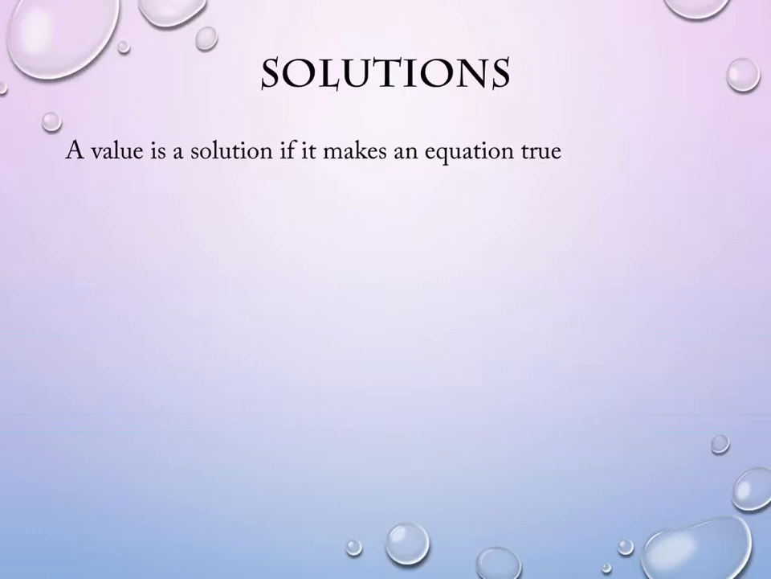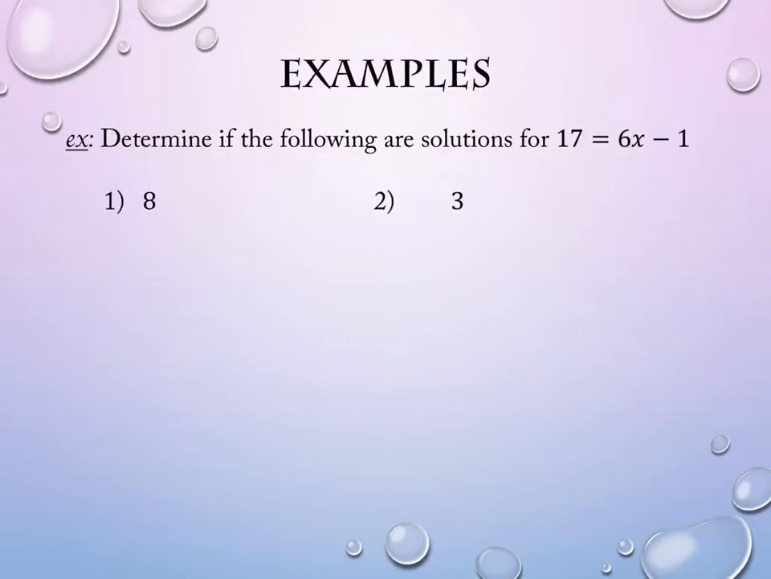And we talked about this briefly in terms of how can I check my answer last time? So it's a value that makes the equation true. So we're going to actually do a couple problems that I was mentioning last time where we're checking to see if something is actually a solution. So the equation that we are being given is 17 equals 6x minus 1. And problems 1 and 2 both propose a potential solution. So if we're checking to see if it's actually a solution, it means that we are going to evaluate and see if it works.